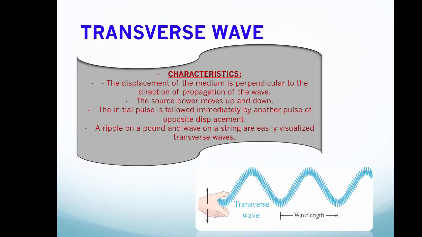Transverse wave. Characteristics: the displacement of the medium is perpendicular to the direction of propagation of the wave. The source moves up and down. The initial pulse is followed immediately by another pulse of opposite displacement. A ripple on a pond and a wave on a string are easily visualized transverse waves.